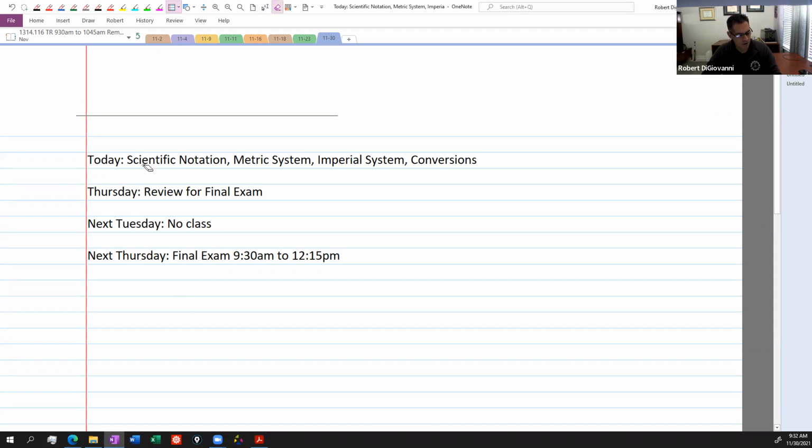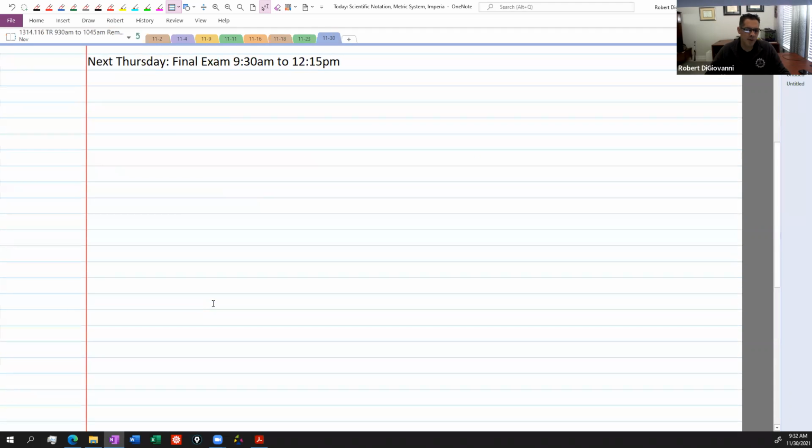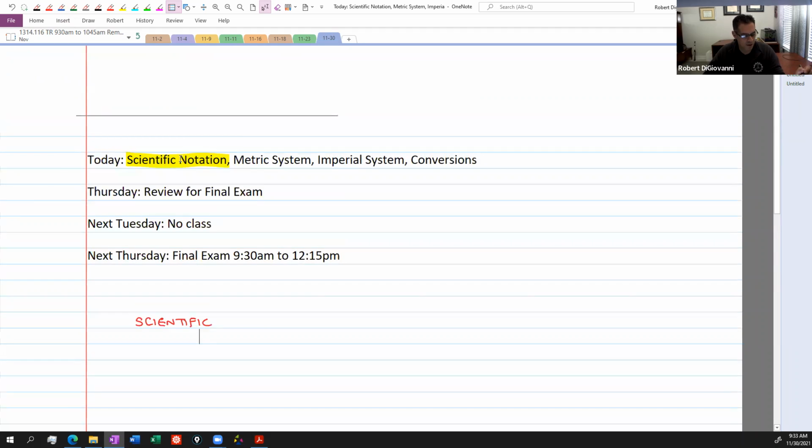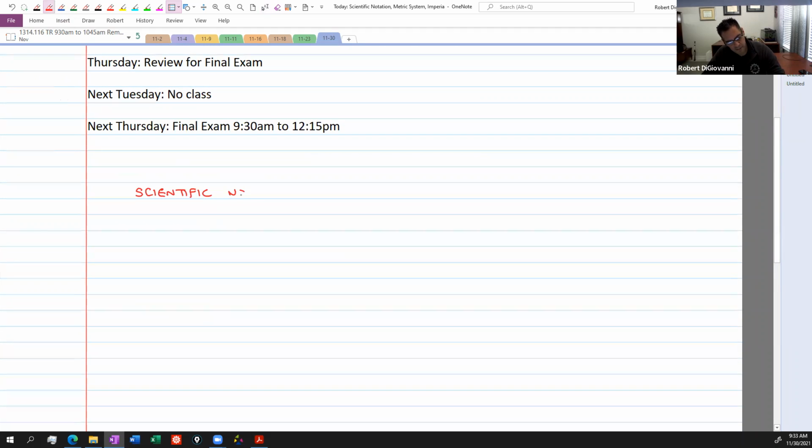All right, so let's talk about scientific notation first. When it comes to dealing with numbers, sometimes numbers can get really, really big or really, really small. So we have a very condensed way of writing things. This is purely notation. It's not really changing a number. It's just the way we write it. That's why it's called scientific notation.